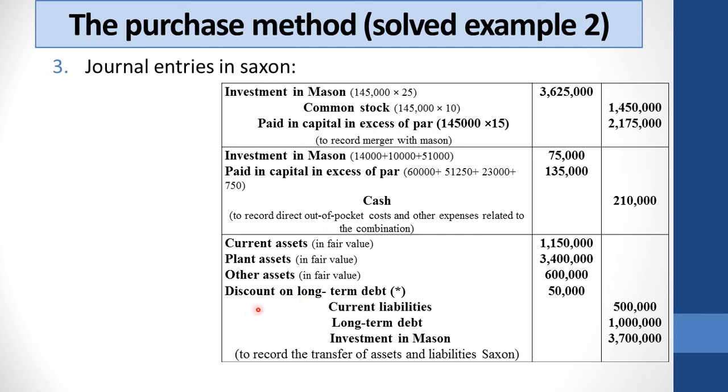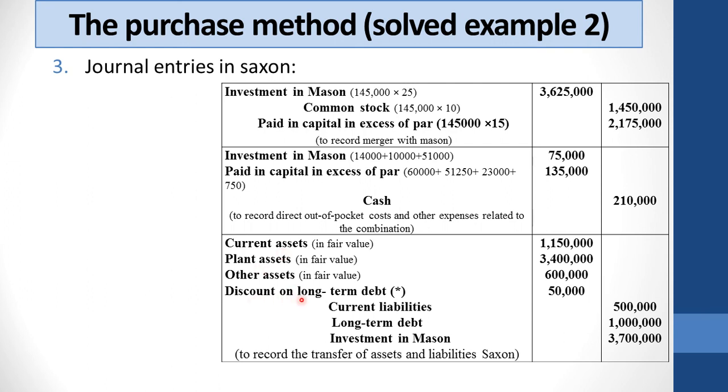Finally, we make another journal entry to transfer the assets of Mason to Saxon and the liabilities due on Mason to Saxon. How? We're going to collect all assets, current assets, plant assets, other assets, in fair value. These are the assets of Mason in fair value from the given balance sheet, and place them on the debit side. This is the journal of Saxon. When you place the assets of Mason in the journal of Saxon on the debit side, this means that you transfer the assets of Mason to Saxon after the combination is done.